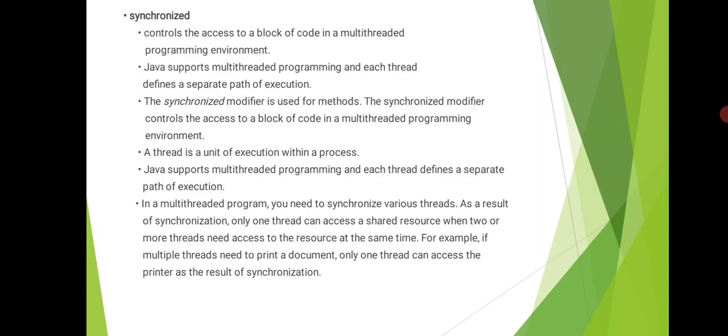Okay, Java supports multi-threaded programming and each thread defines a separate path of execution. Java is a multi-threaded language because it supports the multi-threading concept, and each thread defines a separate path of execution, because a thread is an executable program. The synchronized modifier is used for methods. It is used for only methods.